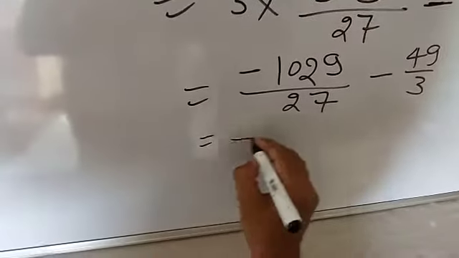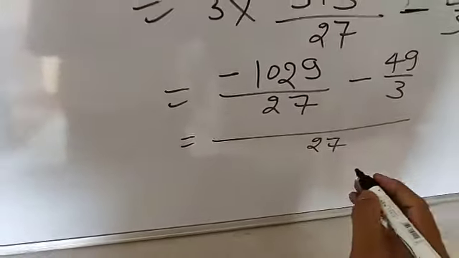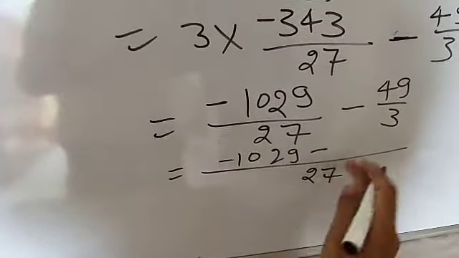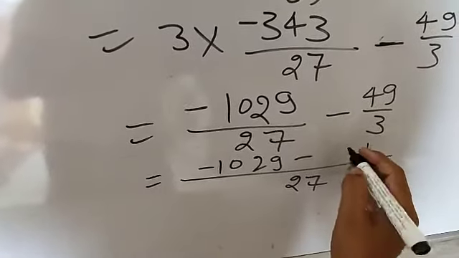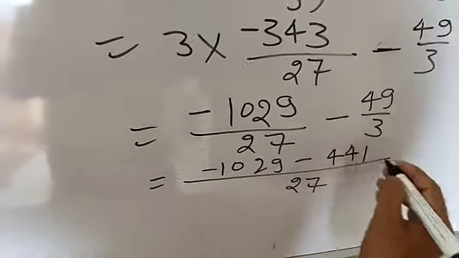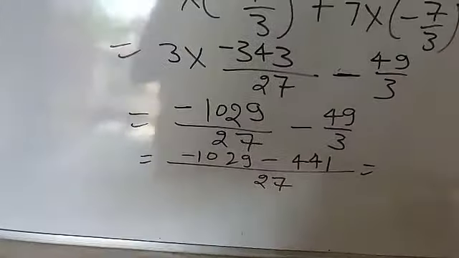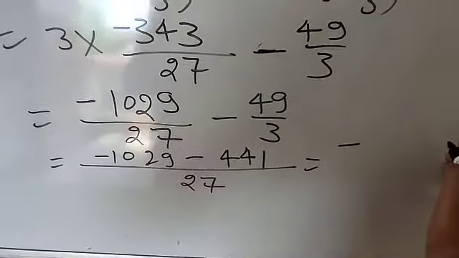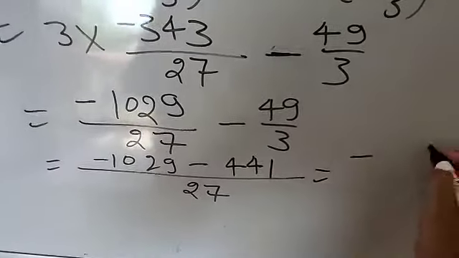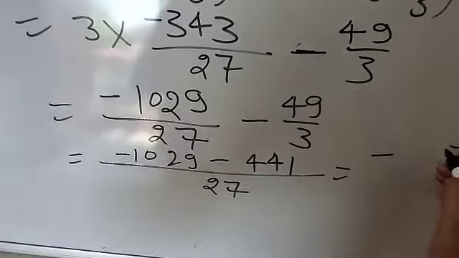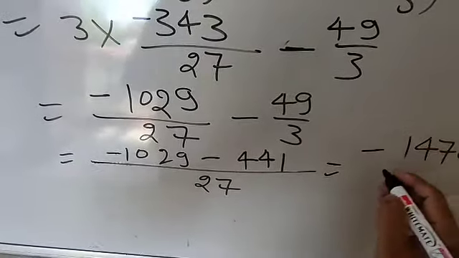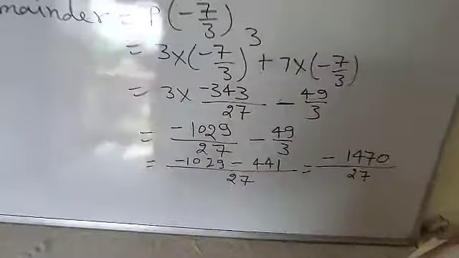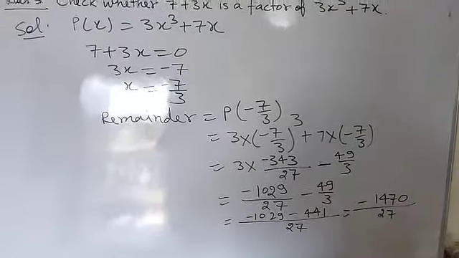So take the LCM. The LCM will be 27, and now it is -1029 and minus 3 9s are 27, 9 9s are 81, 9 4s are 36, 8 carried is 44, -441. Now add them; both are negative, so both are added and the sign will be negative. So that is the remainder, -1470/27.